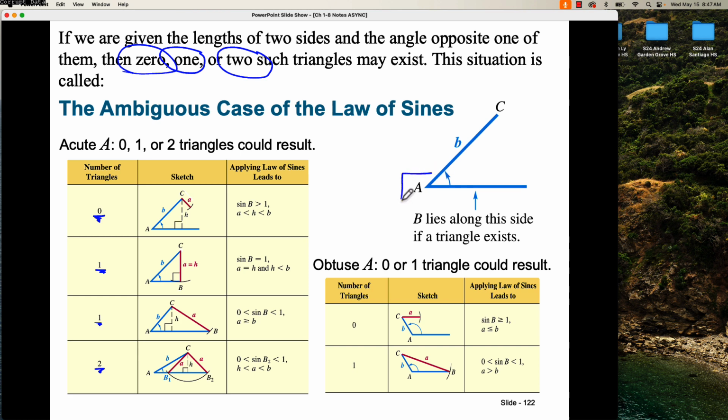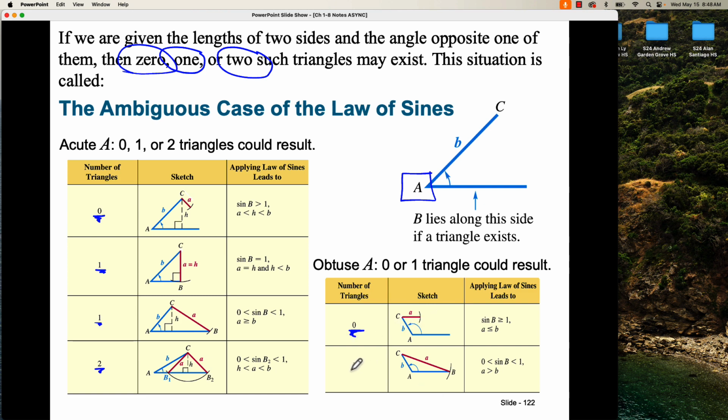Now, what if angle A was not an acute angle? If it were an obtuse angle, then 0 or 1 triangle could result. And we can see here in the table, this nice table lays it all out for us. Looking at the sketch, if this angle is obtuse now, that's our situation. Given angle A is obtuse, we can see once again, lowercase a, this side length, is too short. It won't ever be able to connect capital C and some capital B. And there's nothing wrong with that. It just means using your given measurements, you can't make a triangle.